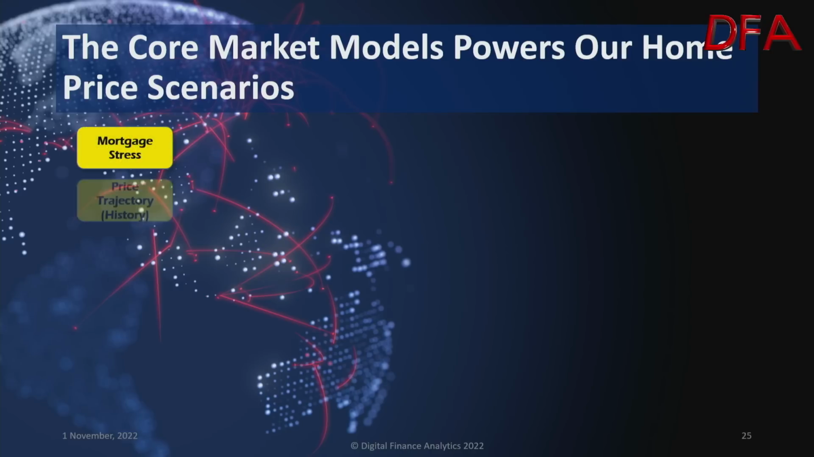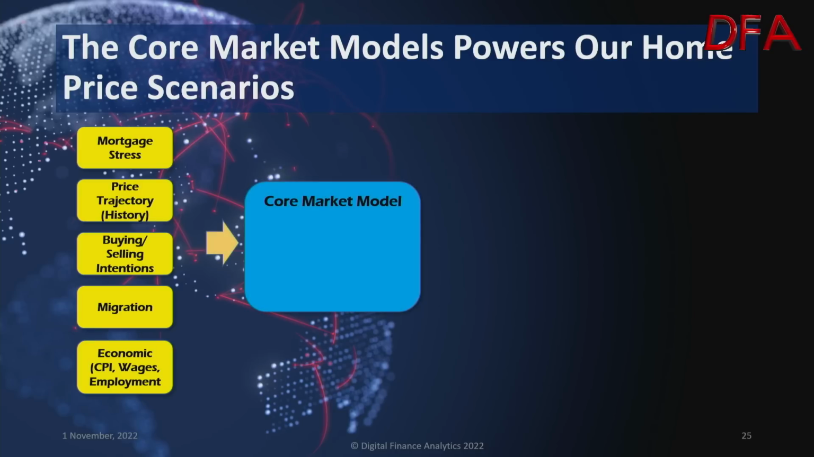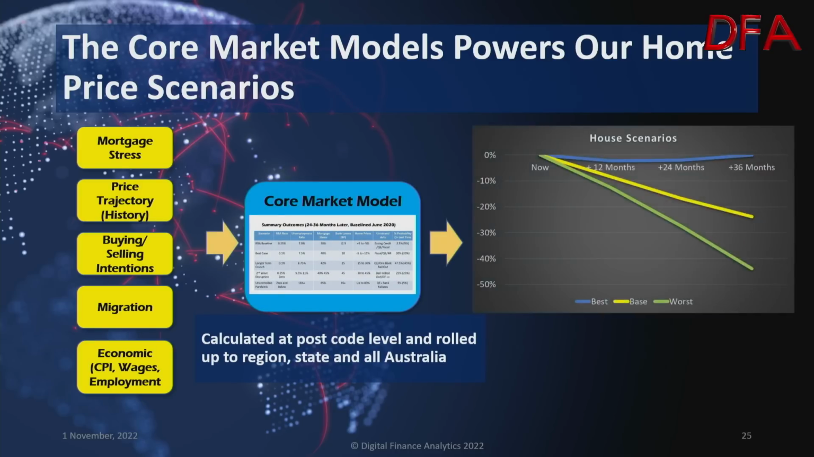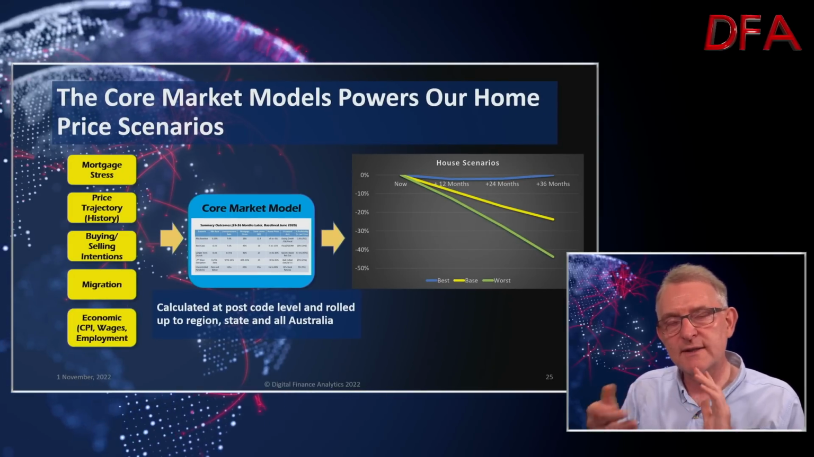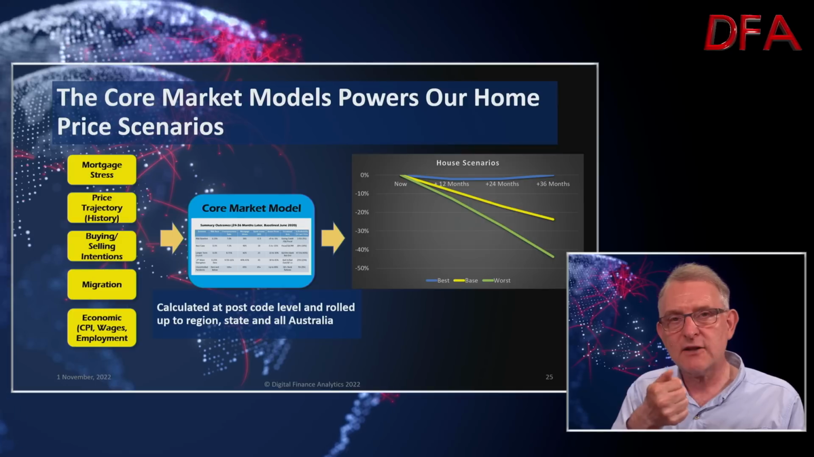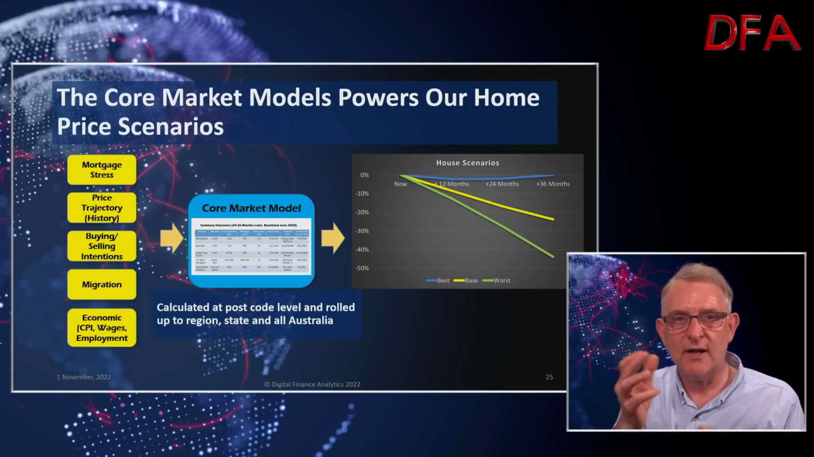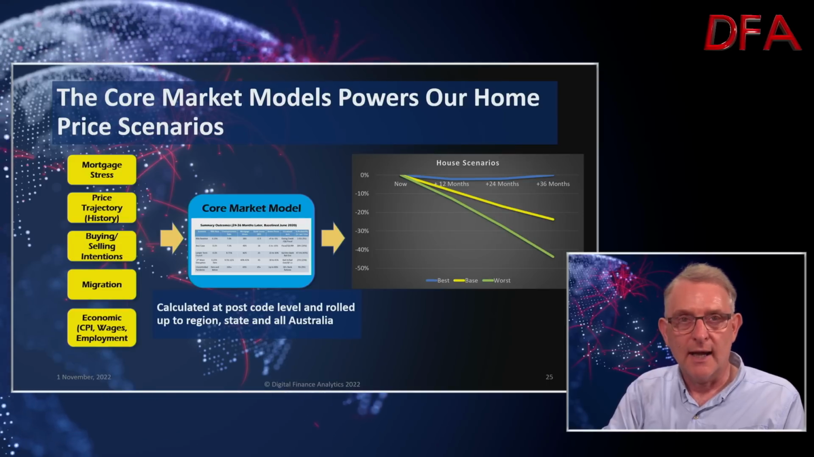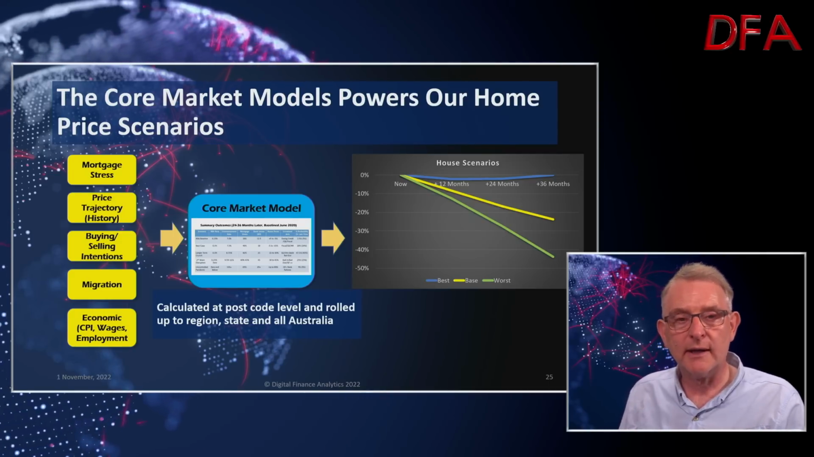That allows us to look down to the postcode level and think about things like mortgage stress, the trajectory, the buying and selling intentions, migration, economics, and put it through the core market model and come up with an estimate of where things may be going. And this is down to a postcode level, because one of the things I keep saying is you cannot look just at these aggregate levels. So the CoreLogic indices are quite unhelpful. One, they're lagged by perhaps up to 70 days, and two, they're too generic. They don't differentiate sufficiently in particular geographies and locations. So it's pretty important to get granular, and that's what I try to do in my modelling.